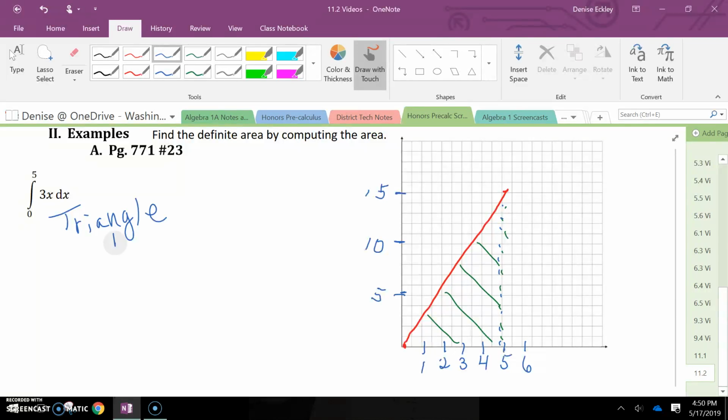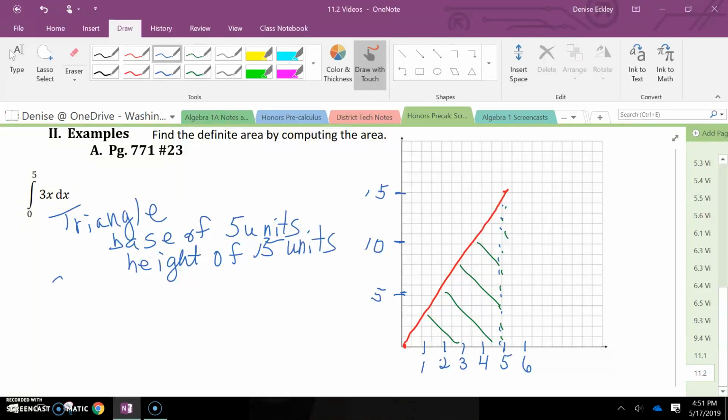with a base of 5 units and height of 15 units.